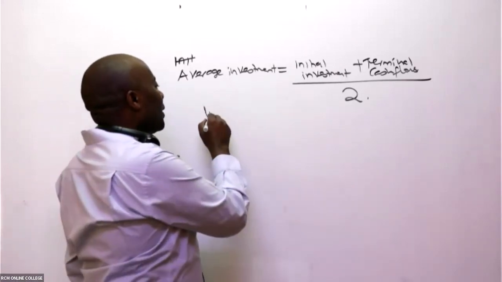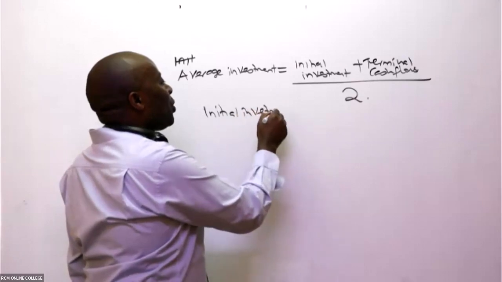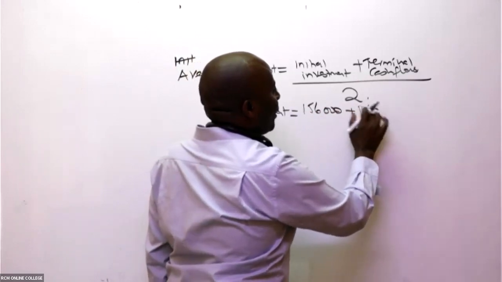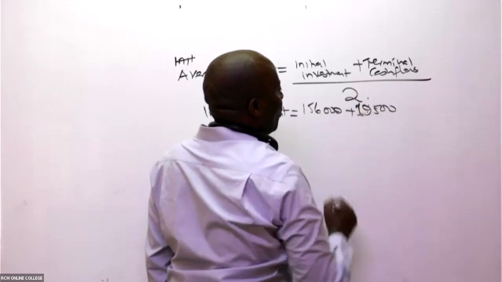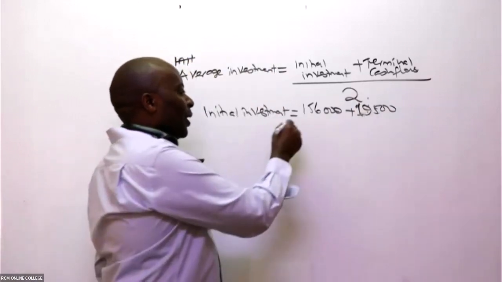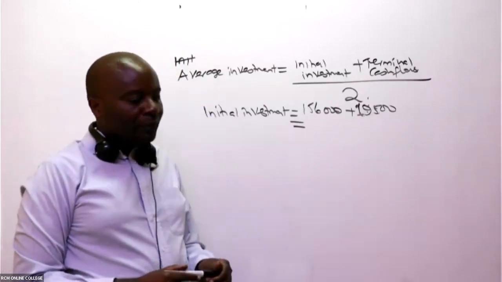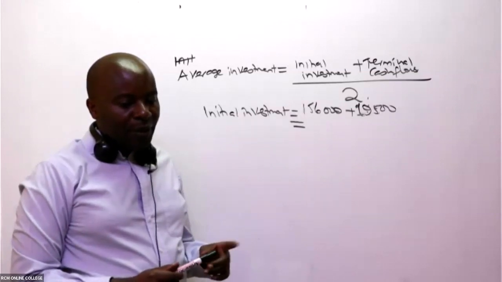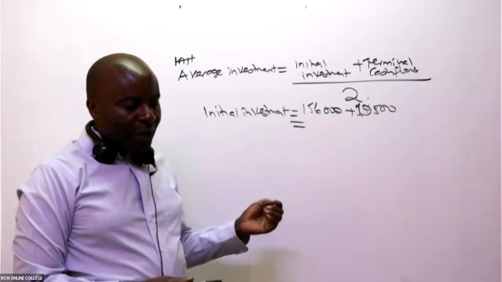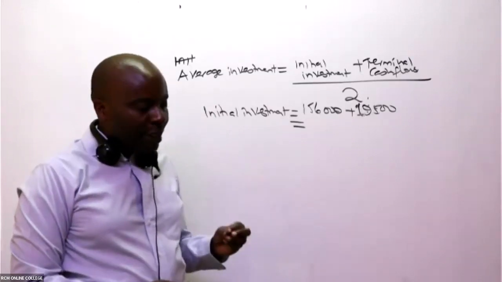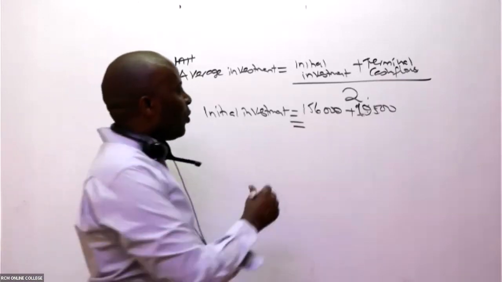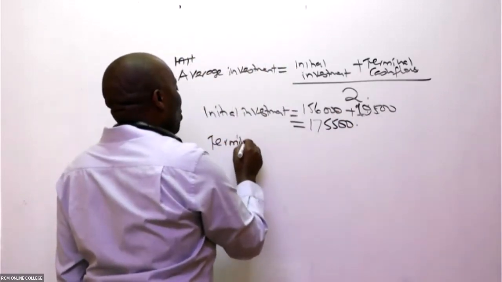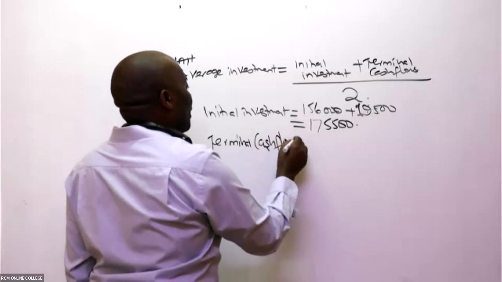So then our initial investment, please listen, in this case will be that 156,000 plus the working capital of 19,500. Can somebody give me this figure? 156,000 plus 19,500. Remember, 19,500 is our working capital, which was invested at the very beginning. So they're giving me 175,500. Then somebody give us the terminal cash flow.